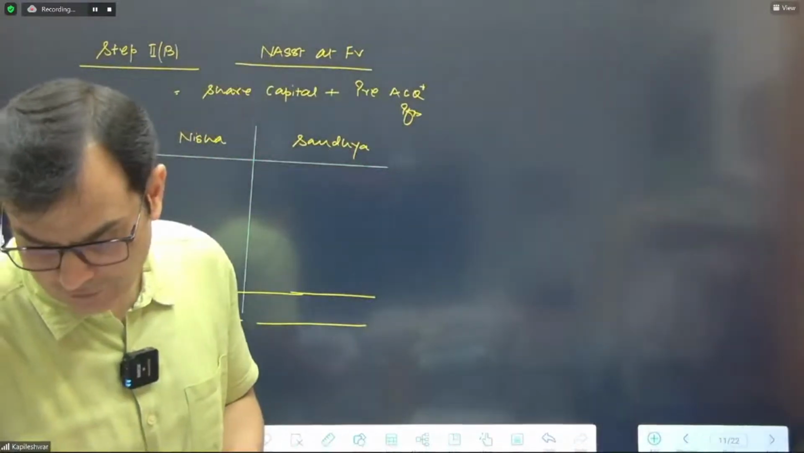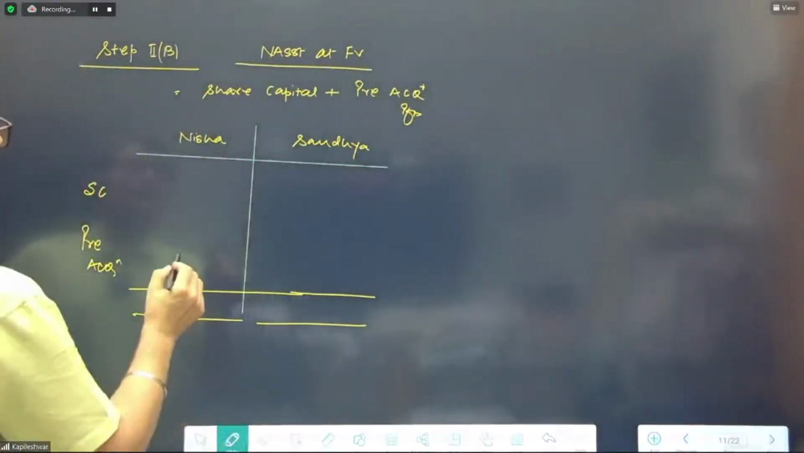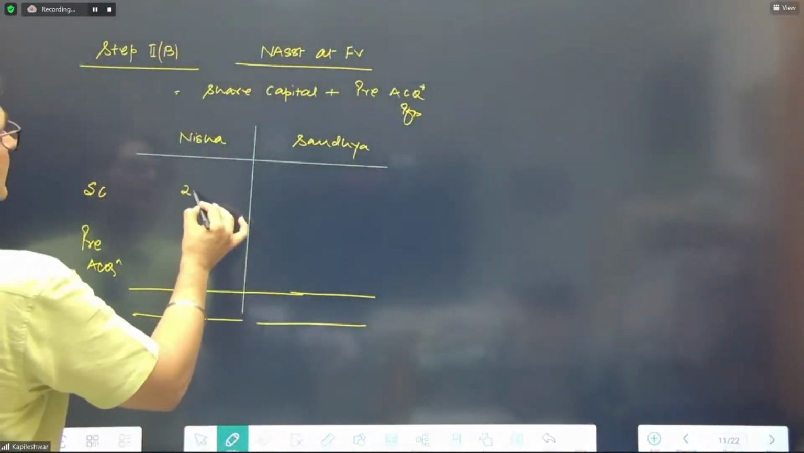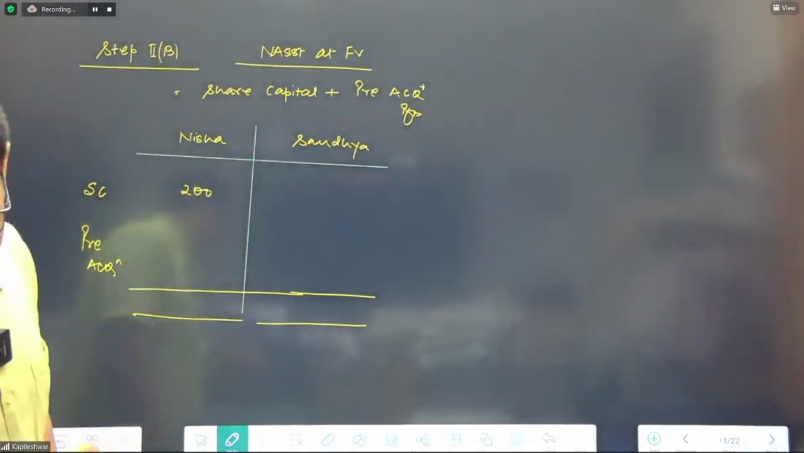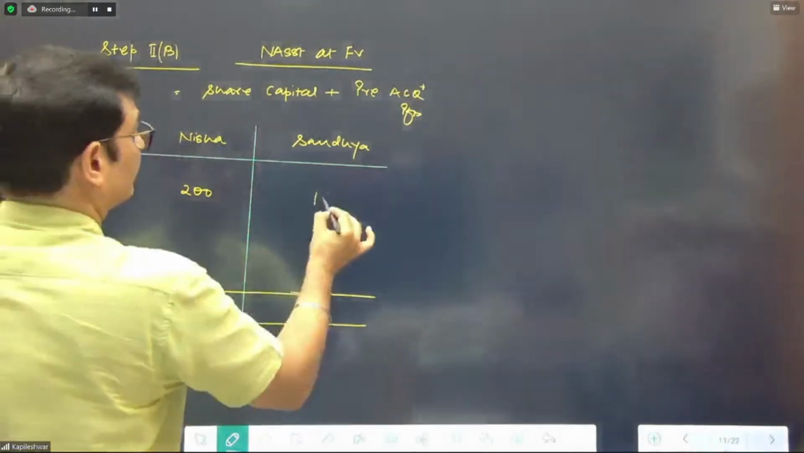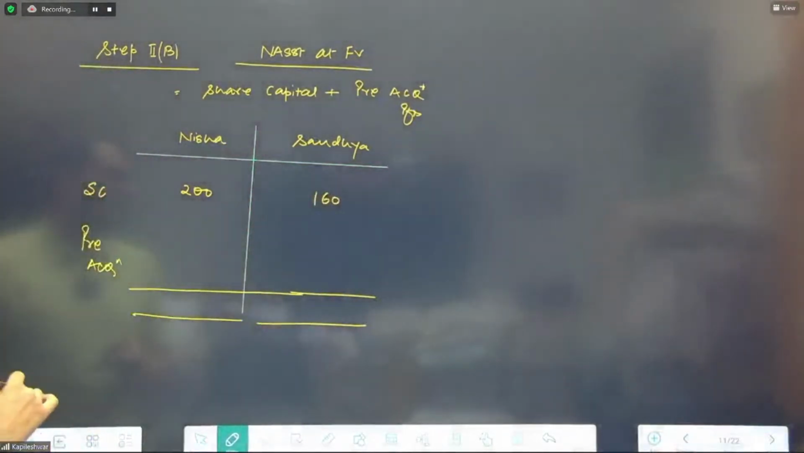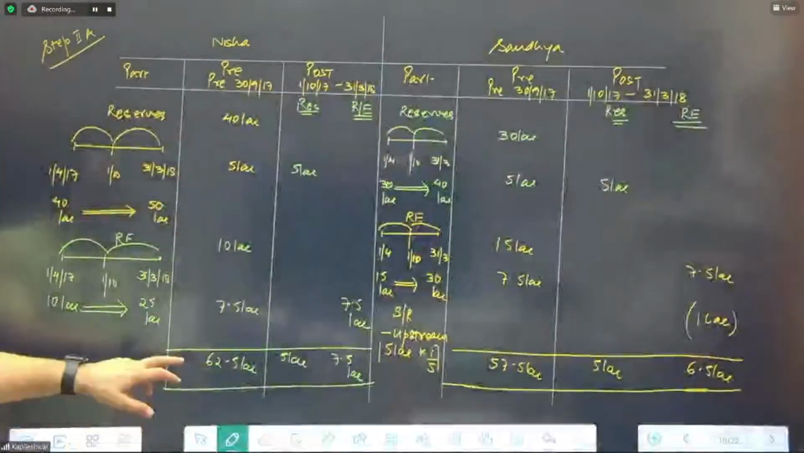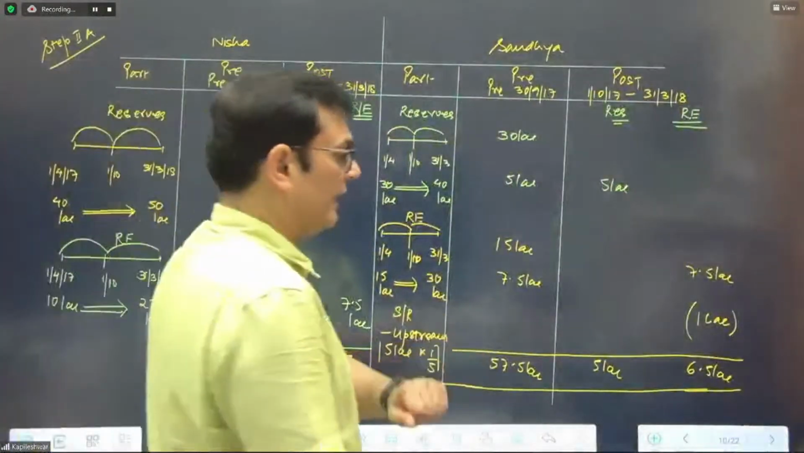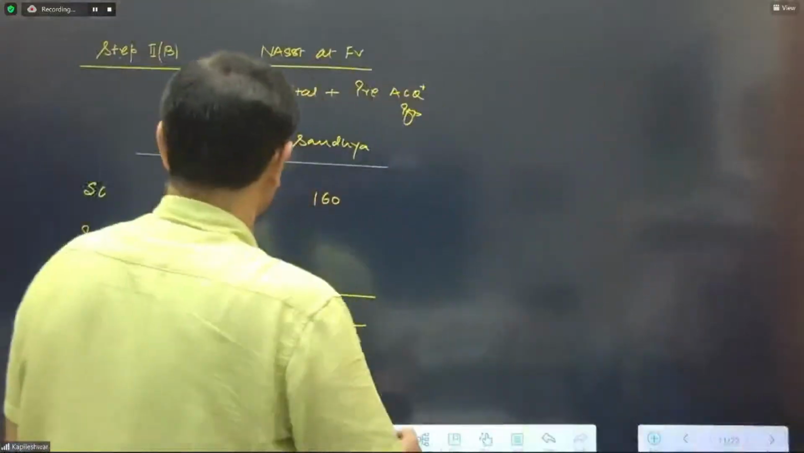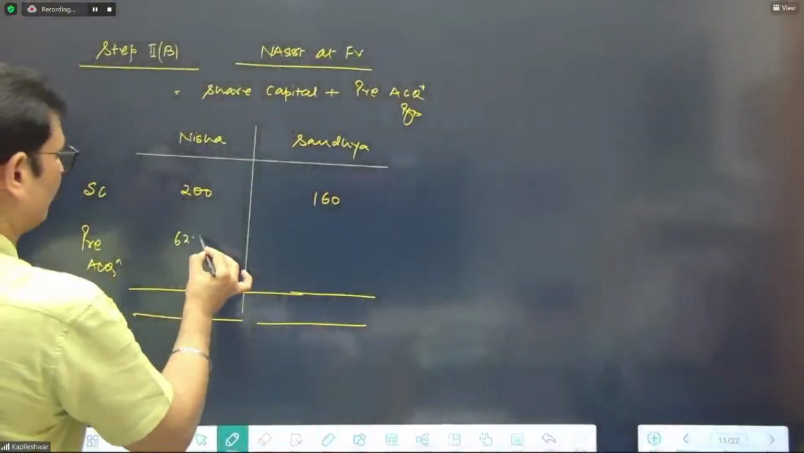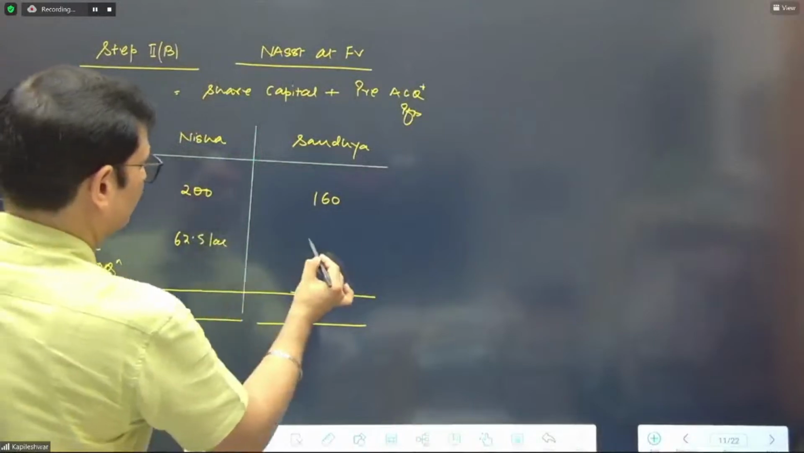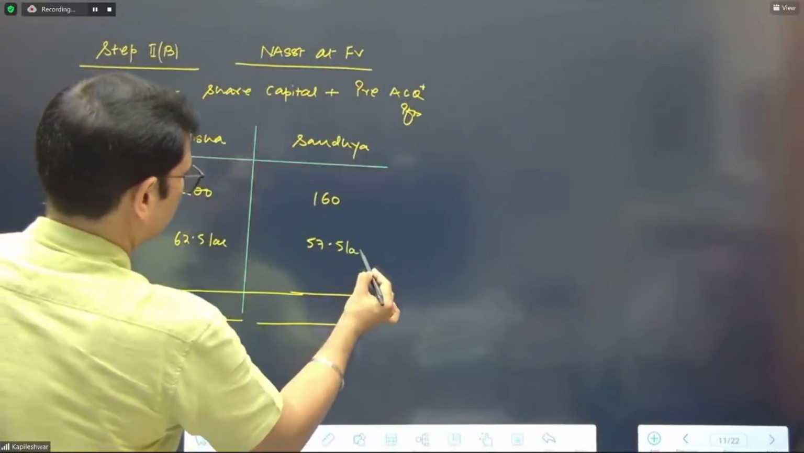The share capital of Nisha is appearing to the extent of 200 lakhs, and Sandhya is appearing to the extent of 160 lakhs. And the pre-acquisition profits you've already computed in the analysis are 62.5 and 57.5.